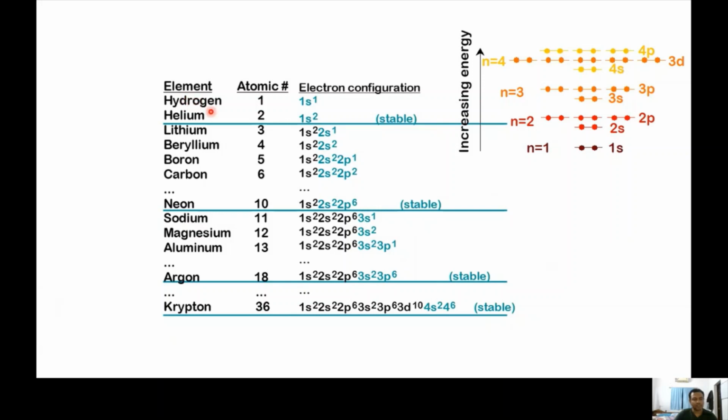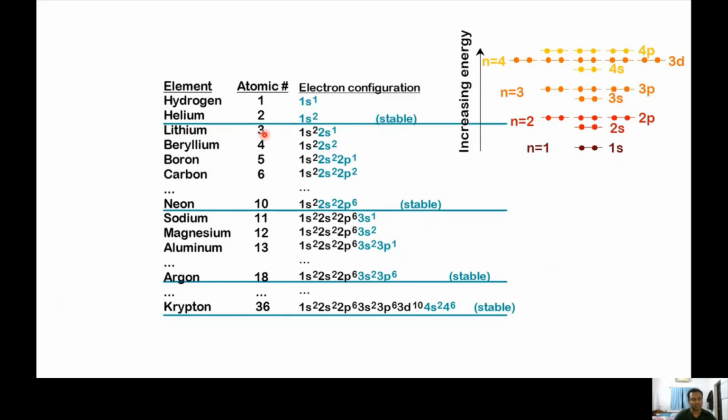Here are some common elements and their electronic configurations according to atomic number. Hydrogen, we have already seen, 1s1. Helium, we have already seen, 1s2. So helium fills the first shell, so it has a stable configuration. When an element fills a particular shell completely, we say it has a stable configuration and its reactivity will be less. Those elements are known as noble elements or unreactive elements.